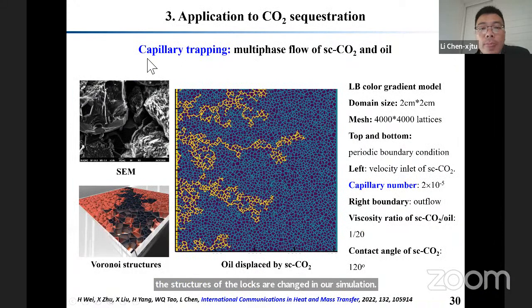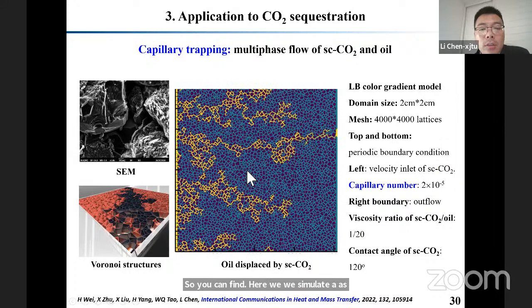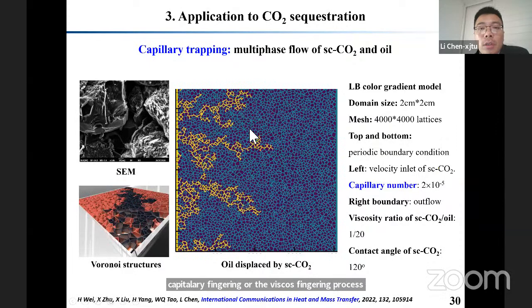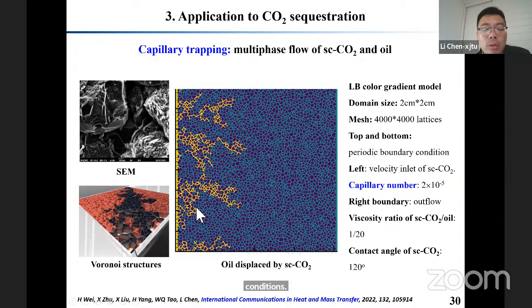Okay, so first we conducted pore-scale modeling of the capillary trapping mechanism. You can find here we simulate the capillary fingering or viscous fingering phenomena in a porous media for supercritical CO2 and oil two-phase flow. And this is the model we used and the initial and boundary conditions. I don't want to go into details of the applications. I just want to show a few examples of our pore-scale modeling.